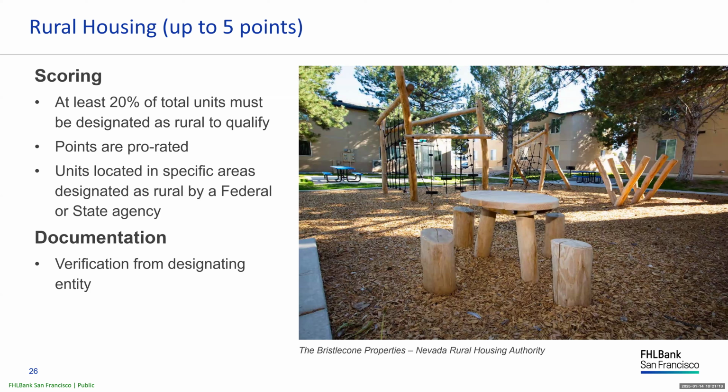USDA provides this information on their website under Rural Services. You must submit documentation from the designating entity to support your claim. If this information is not provided, the response is considered incomplete and points will not be awarded. In Arizona, rural areas can be designated by a Native American tribal entity. In the last competition, 18% or 9 out of the 50 approved projects received points in this category.